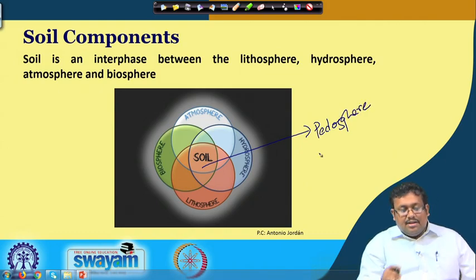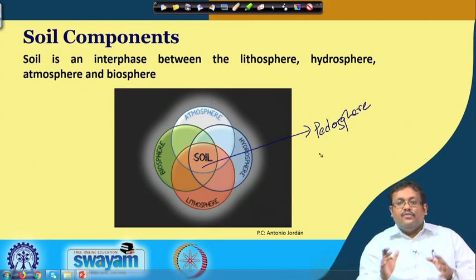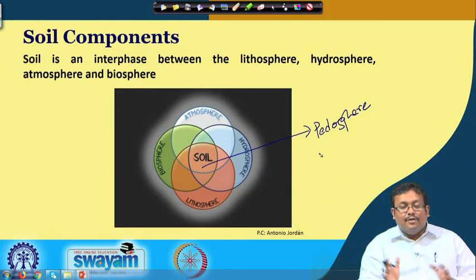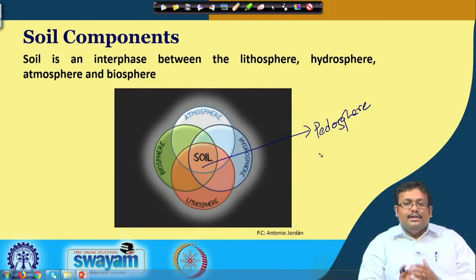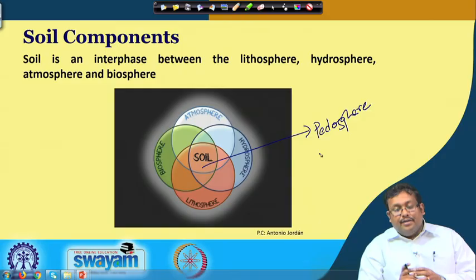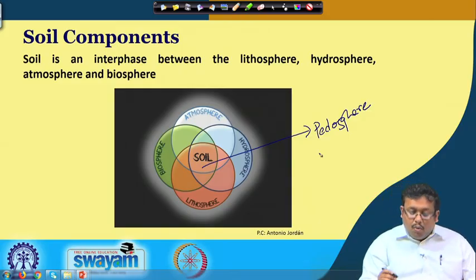So, again the soil is basically the intersection of 4 different spheres: atmosphere, hydrosphere, lithosphere and biosphere. Generally, mineral matter comes into the lithosphere, organic matter comes into the biosphere, the atmosphere is basically soil air, and the hydrosphere generally represents soil water.